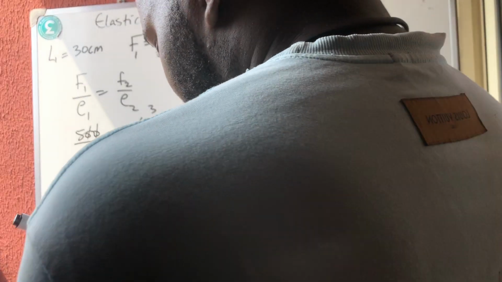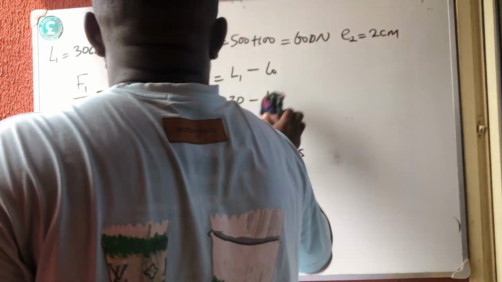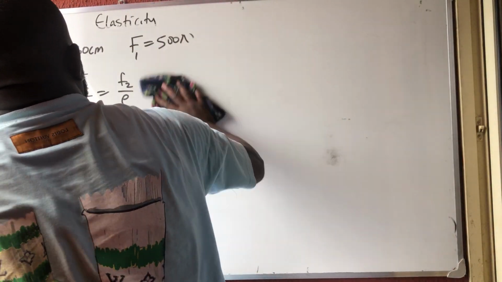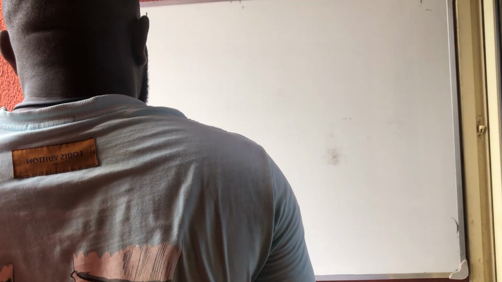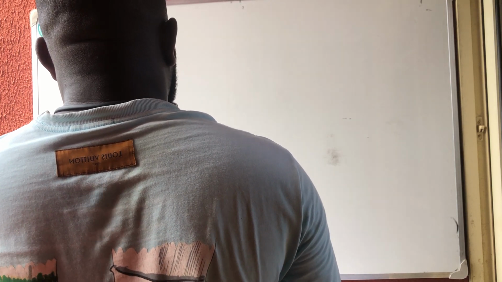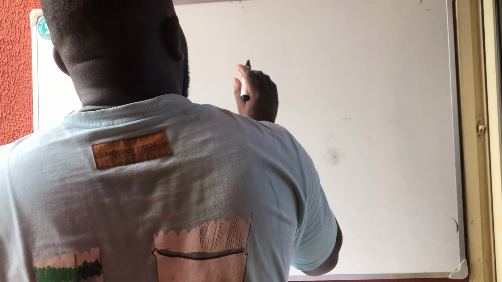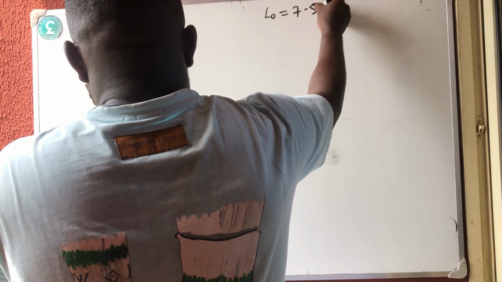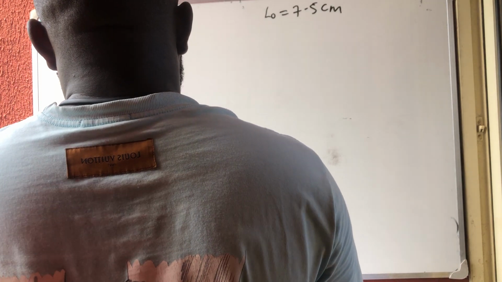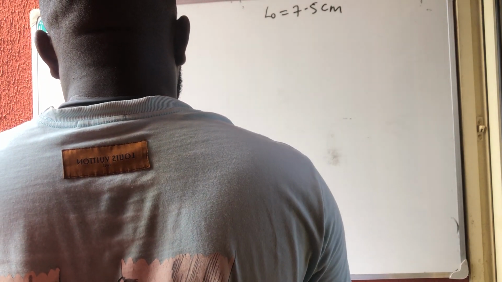Okay, we still have time, so let's go to the next question. The next question said that a string has a total length of 7.5 cm. The length of that string, that is the original length of this string, is 7.5 cm. Okay, has a total length of 7.5 cm.